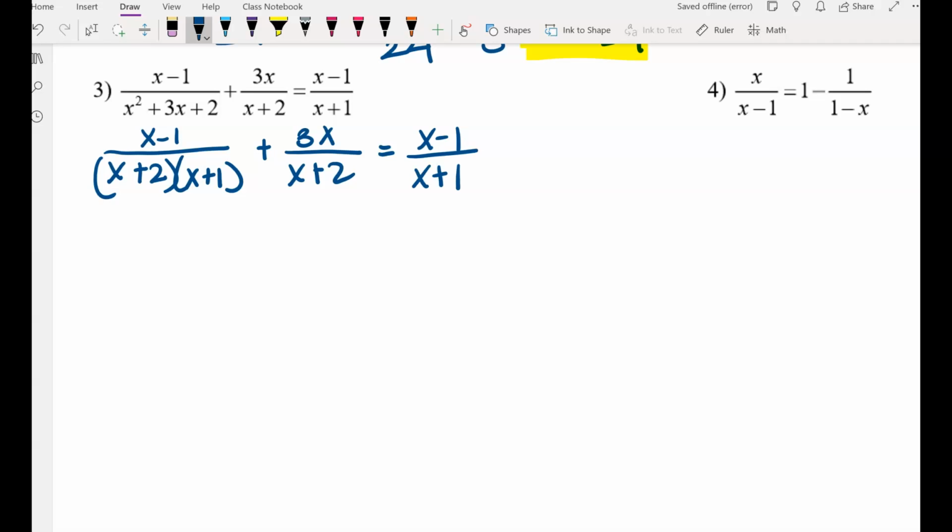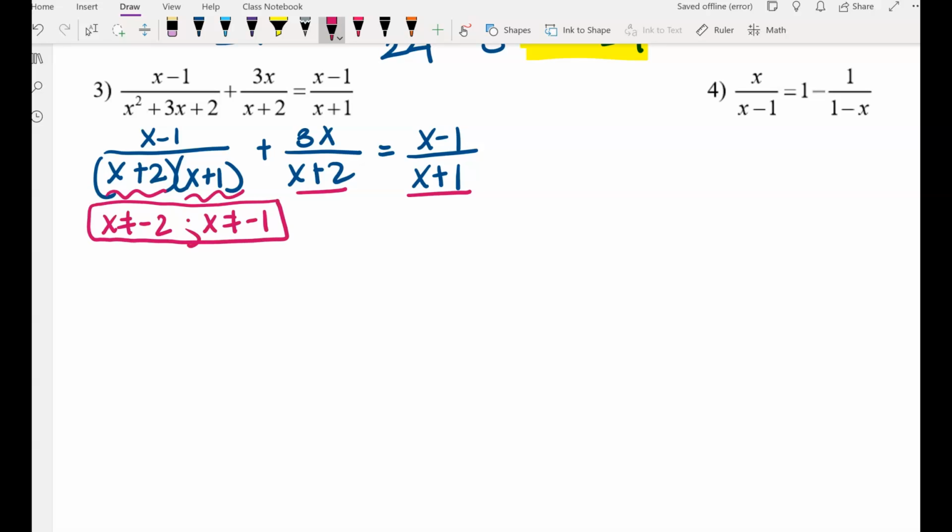Okay, next is, hey, don't forget, find the restrictions, okay? So this one, x cannot be negative 2. This one, x cannot be negative 1. This one can't be negative 2, I don't need to write it again. And this one can't be negative 1, so again, we don't need to write it again. So currently, there are two x values that we cannot have.